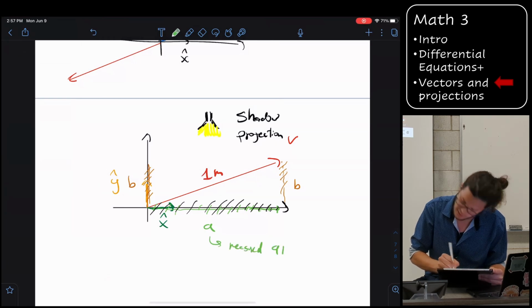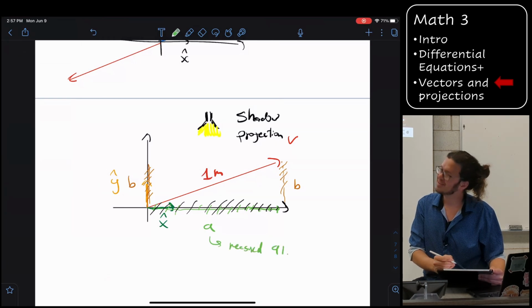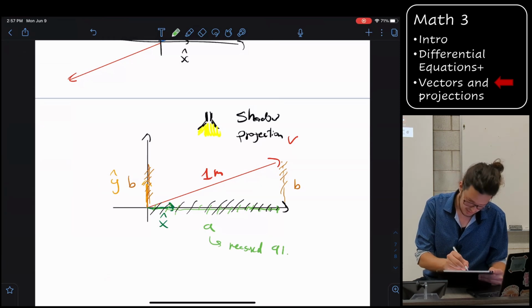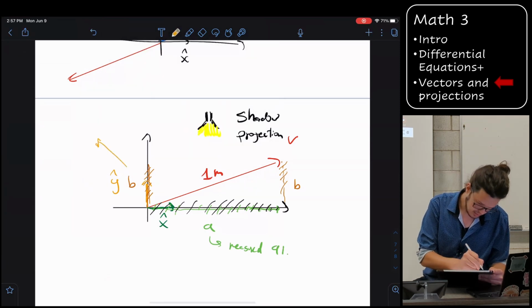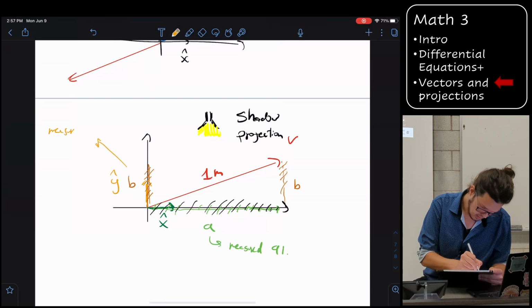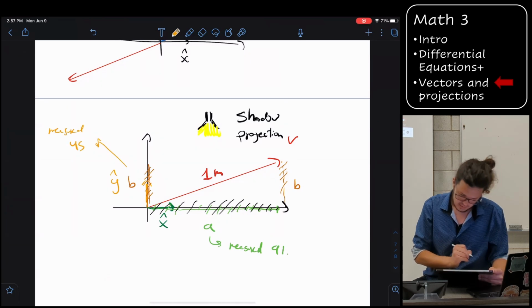Is that right? 91 point what? That's what I had, yeah. 91 and 45. 91, and B measured. You had it swapped because you did your X second.